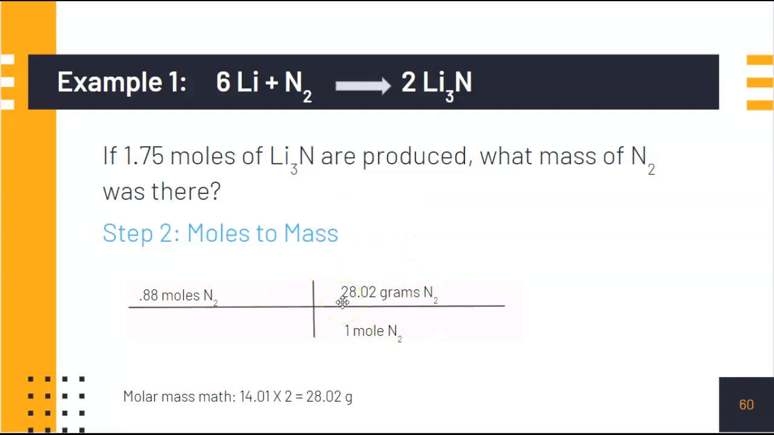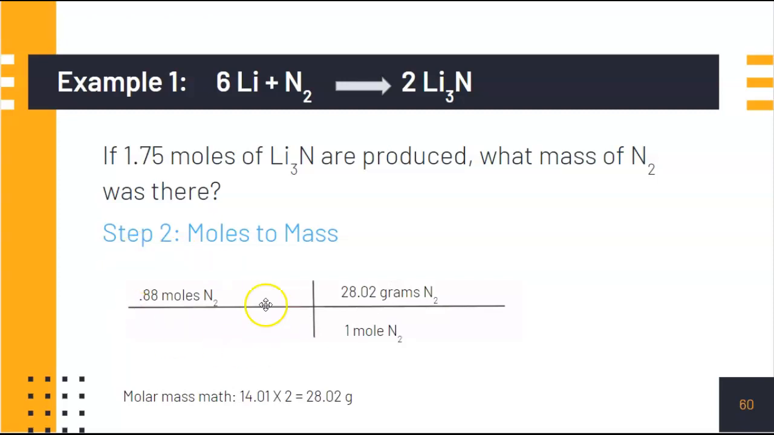How did I figure that out? I got the molar mass. So I looked up on the periodic table and found that 1 nitrogen is 14.01. I multiplied that by 2 because it's N2. And so I got 28.02. So I put the molar mass on top. Okay, so notice I'm not using my balanced chemical equation here. I used that on the last step, my moles step. Whenever we're going to moles, we use our balanced chemical equation. But whenever we're talking about masses, we're using the molar mass.